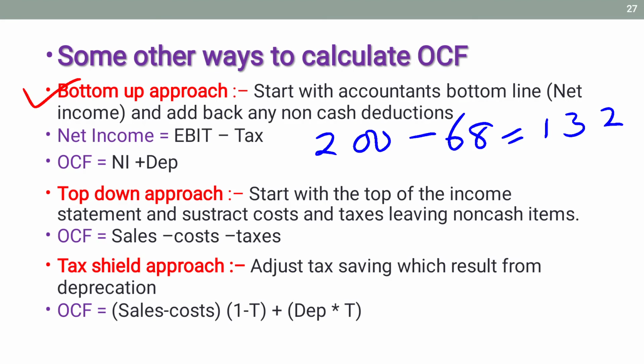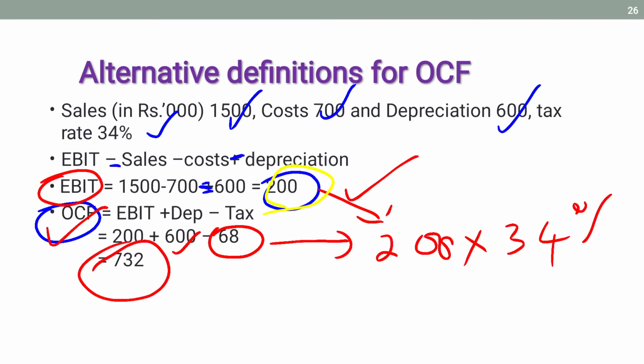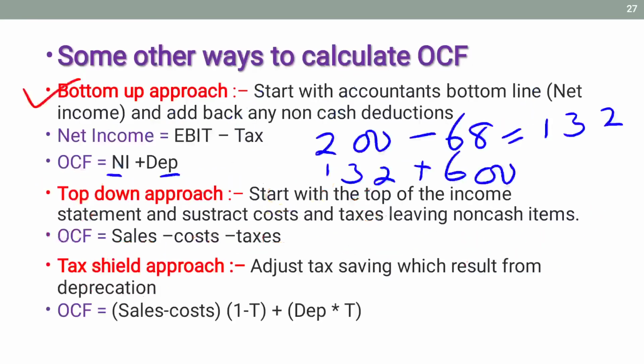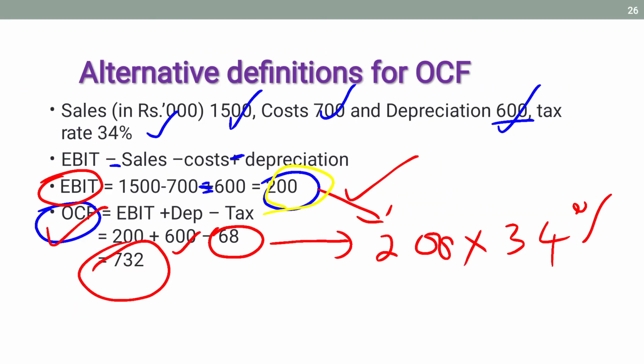Now operating cash flow according to the bottom up approach is net income plus depreciation. Net income is 132 plus depreciation is 600. According to the previous example, depreciation is 600. Then 732 is the cash flow. The same answer.